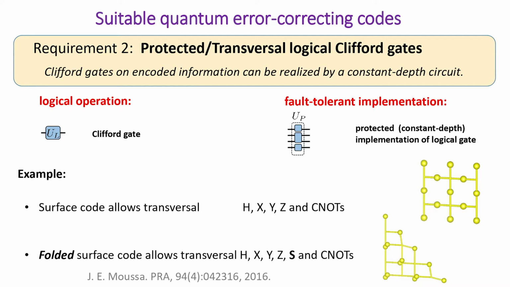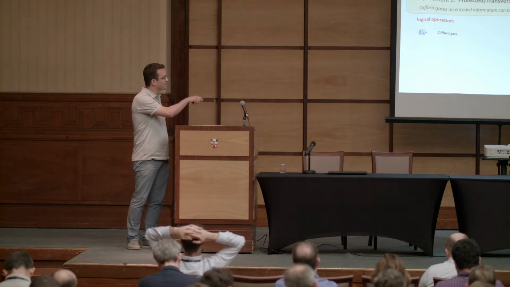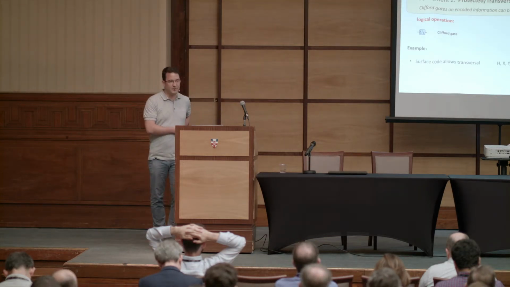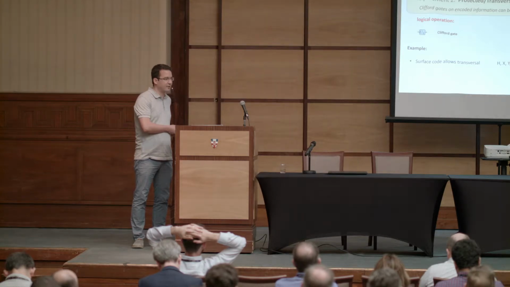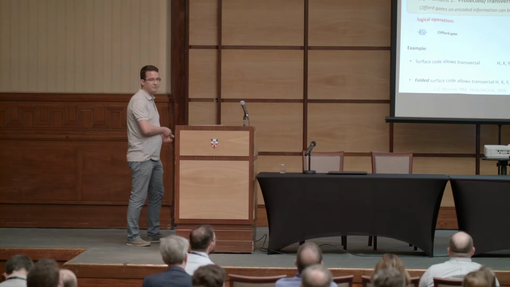Okay, yes, thanks. So the first one is the logical measurements. The second one is Clifford gates, and in principle, it's enough to do protected gates, so you have to be able to do them with a constant depth circuit. And this is something we know in the surface code. Again, we can do Hadamard, X, Y, Z, and CNOT gates if you restrict to constant depth implementations. But actually, we want more. We also want, for example, the S gate. And you can get this by just folding this code over, so you change the locality relations. This is a paper by Moussa, and that shows how to do an S gate in this folded surface code.